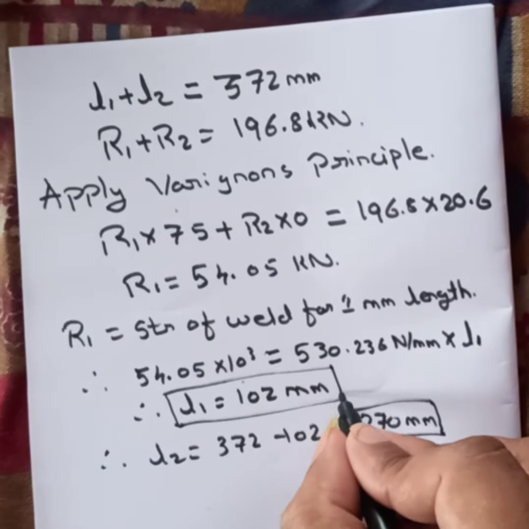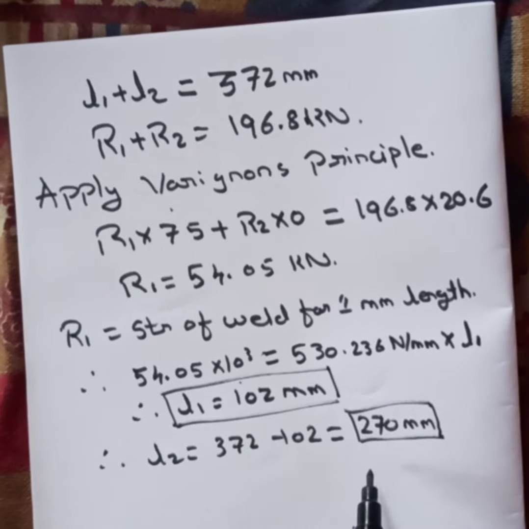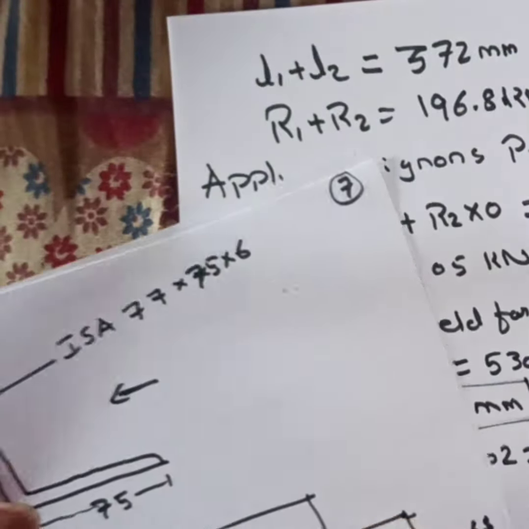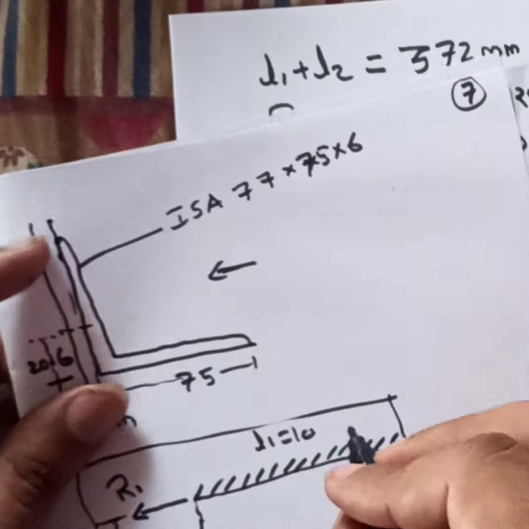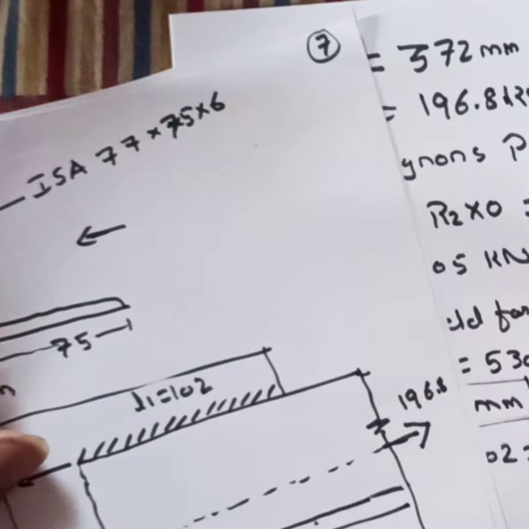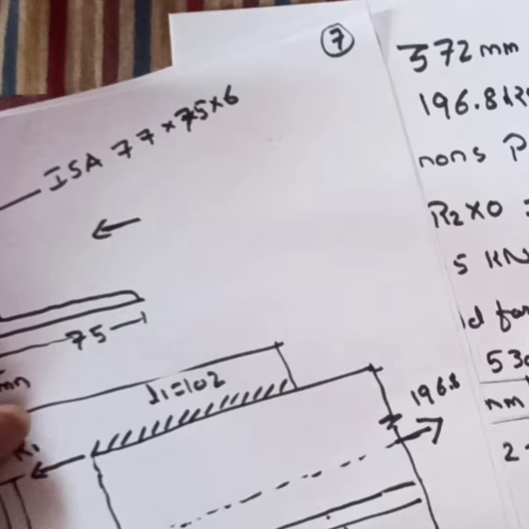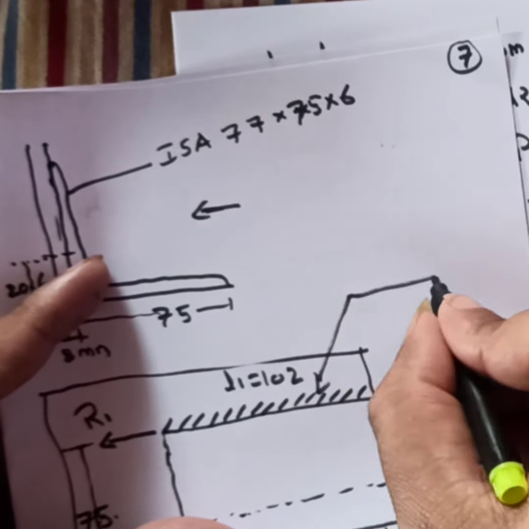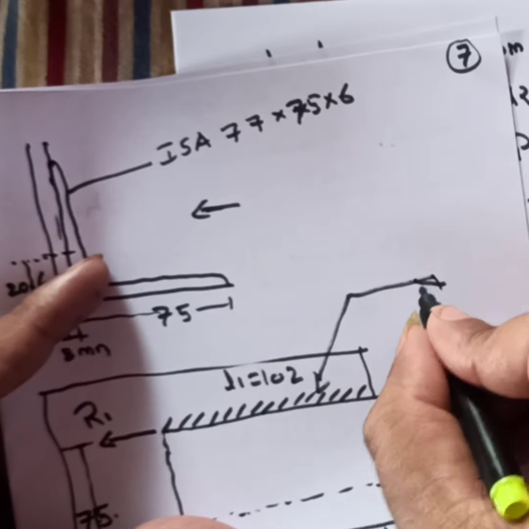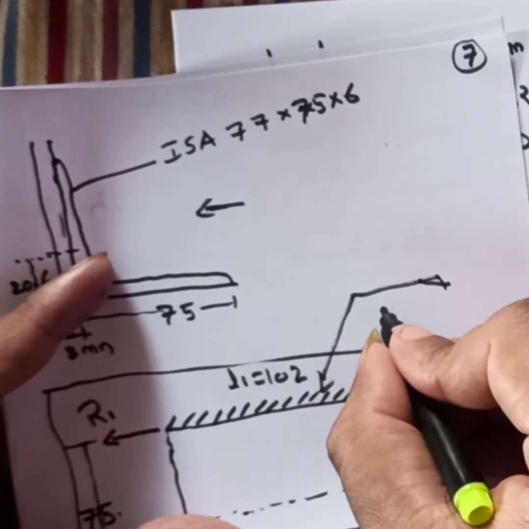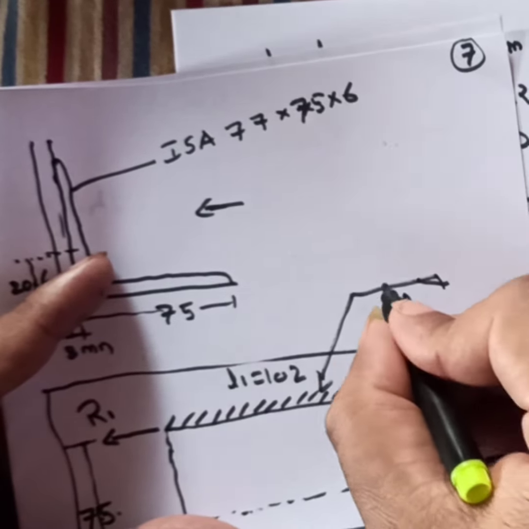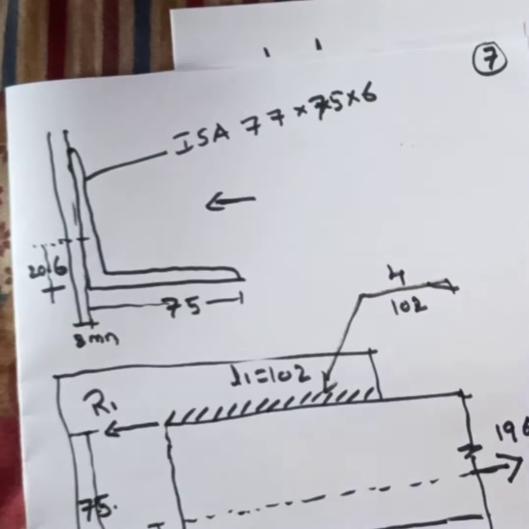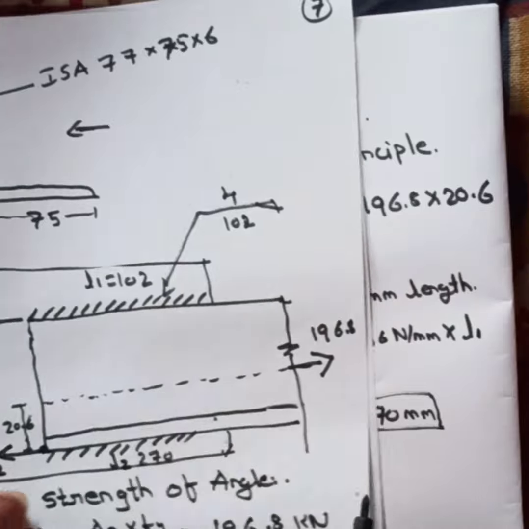So these are the final answers for case 1, that is L1 is 102, L2 is 270. So this we need to show in the form of a symbol. For welding, we have to draw an arrow mark, L1 is 102, size of the weld is 4 mm, right? In this way you have to show it in the form of a symbol. So case 1 is over.